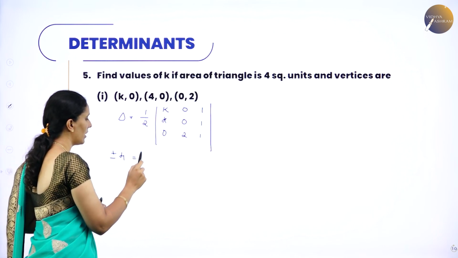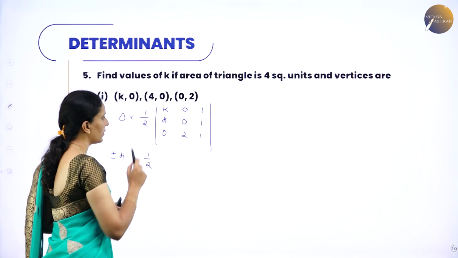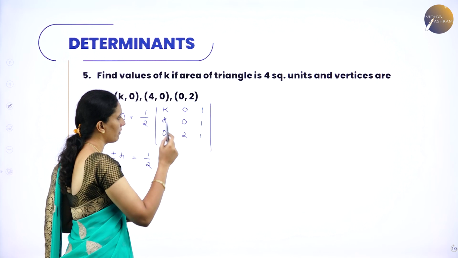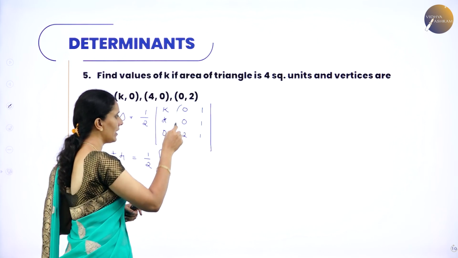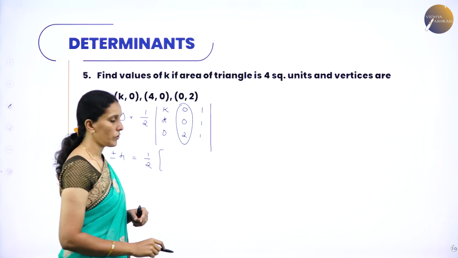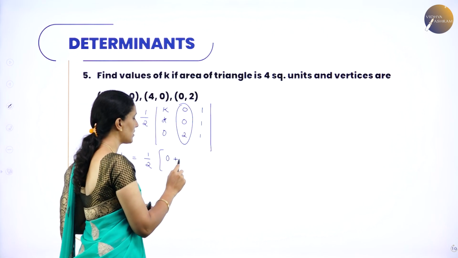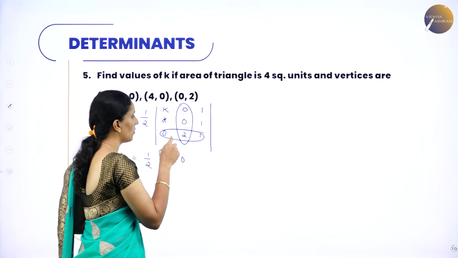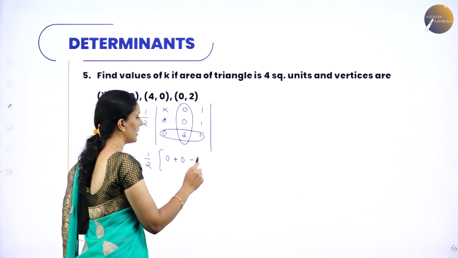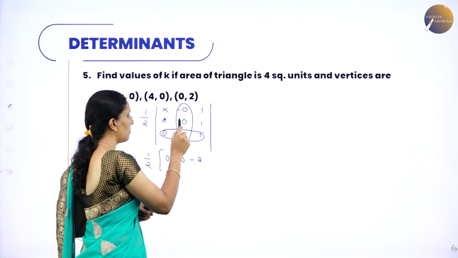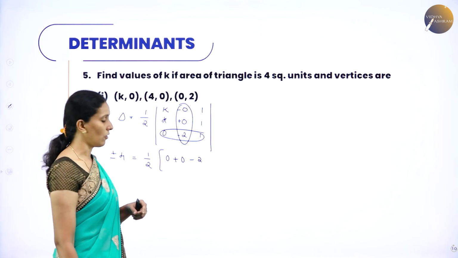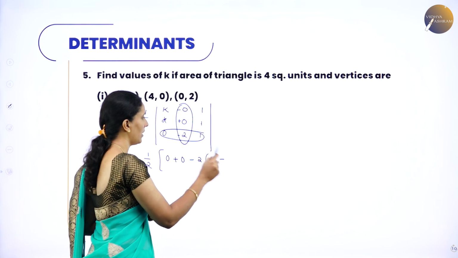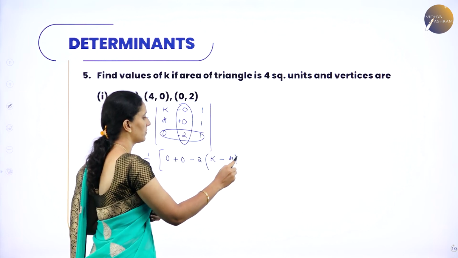And here we have 1 by 2. So, here we can expand. If you expand it with any one of the rows or columns, you can easily take this column to expand. The first two elements are 0, so consider only this 2. Delete the row, delete the column. Then you have minus 2 because it is minus plus minus for the second column. So, it is 2 into K times 1 is K minus 4 times 1 is 4.